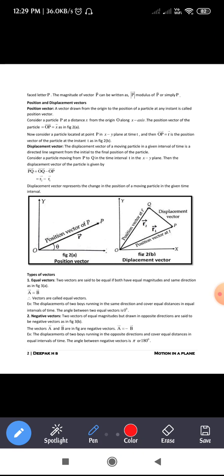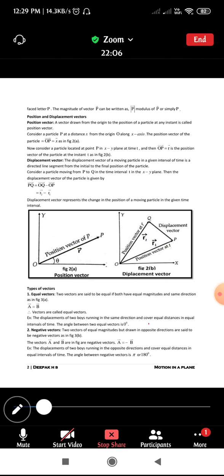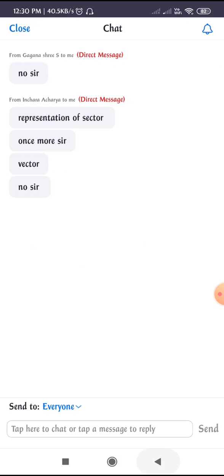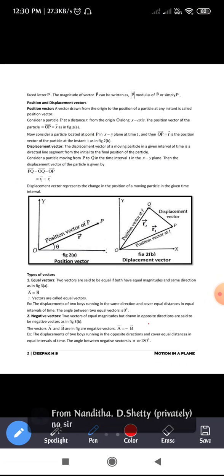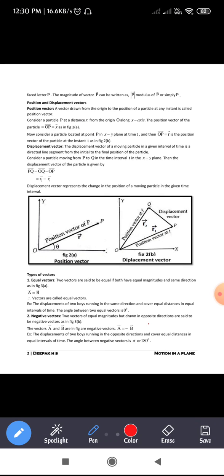Any doubt regarding the position and displacement vectors? Okay, fine. Coming to the types of vectors.